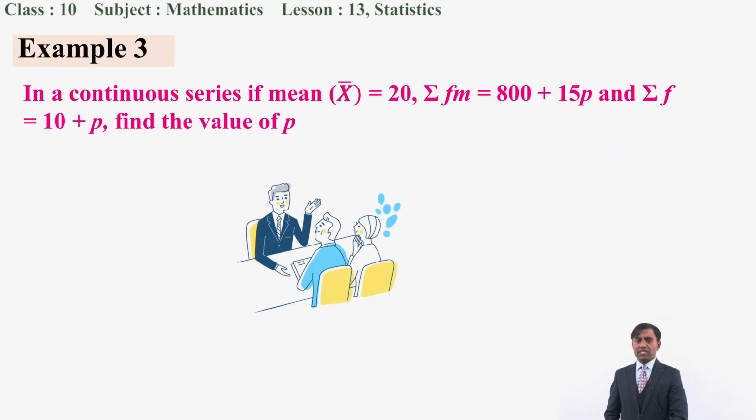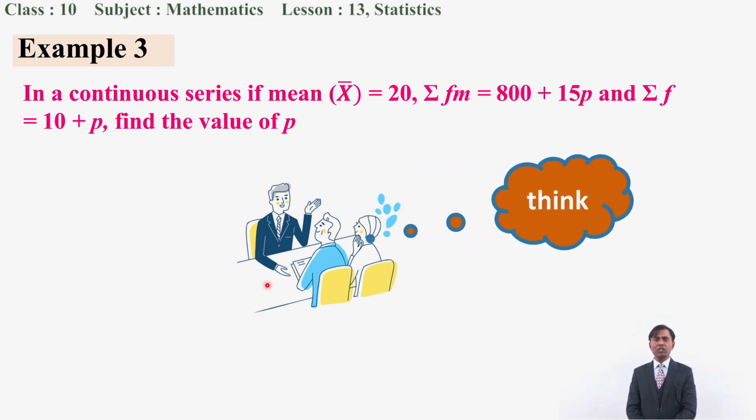Let's go with another example. Again, this is about a continuous series, where the mean is given, summation FM is given, 800 plus 15p, and summation F is also given, 10 plus p. With FM, x bar and summation F given, find the value of p.